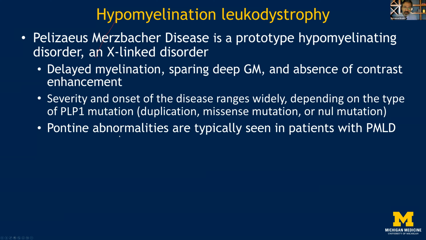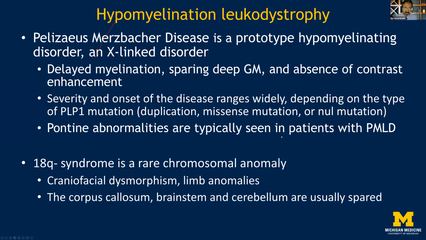Pontine abnormalities are not present in patients with Pelizaeus-Merzbacher disease. However, if we see what looks like Pelizaeus-Merzbacher disease with pontine abnormalities, we want to think of a very close disorder called Pelizaeus-Merzbacher-like disease, which involves males and females. So the PLP1 mutation in Pelizaeus-Merzbacher is only seen in males. PMLD is seen in both males and females.